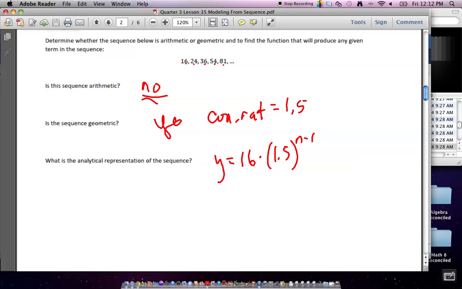Does anybody remember why it has to be n minus 1 and not n? Because? Is that like some great cosmic truth? Because. Andre, because it's the term before it. What do you mean?